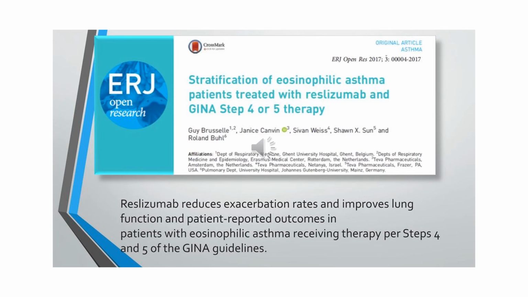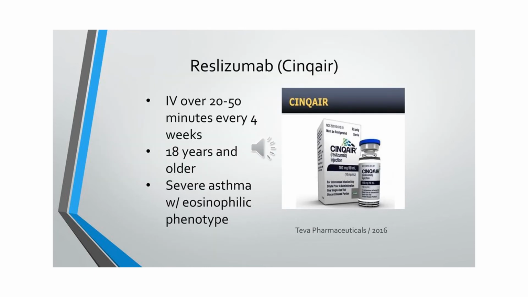Reslizumab reduces exacerbation rates and improves lung function and patient-reported outcomes in patients with eosinophilic asthma receiving therapy per step 4 and 5 of the GINA guidelines. Reslizumab uses: intravenous over 20 to 50 minutes every 4 weeks, for ages 18 years and older, severe asthma with eosinophilic phenotype.